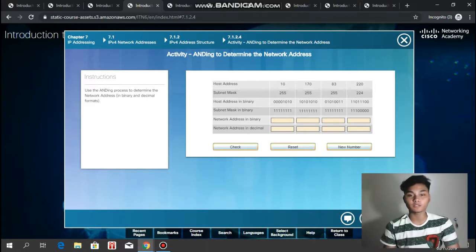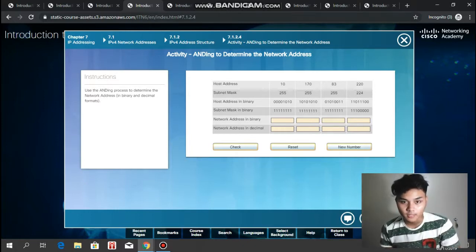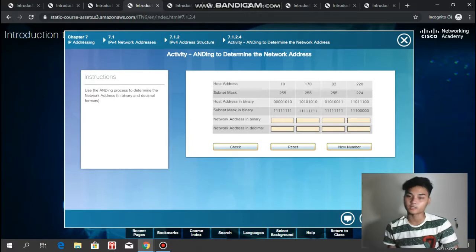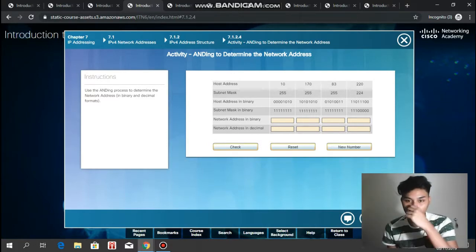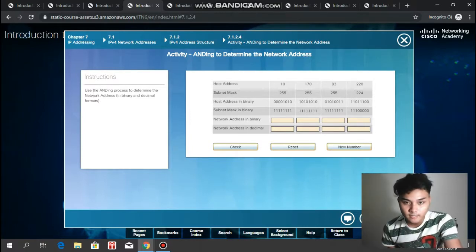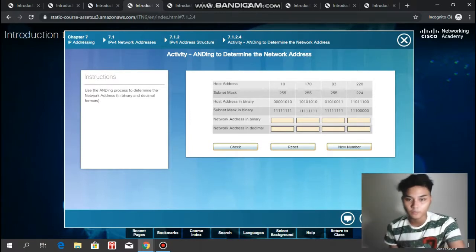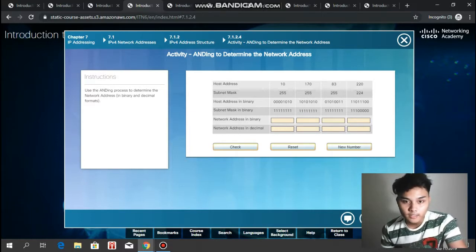For activity number 3, we have ANDing to determine the network address. For instruction, use the ANDing process to determine the network address in binary and decimal formats. So we have host address, subnet mask, host address in binary, subnet mask in binary, network address in binary is not given, so we have to answer this. Network address in decimal, we also have to answer. So let's proceed. For network address in binary using ANDing, we have host address in binary and subnet mask in binary.